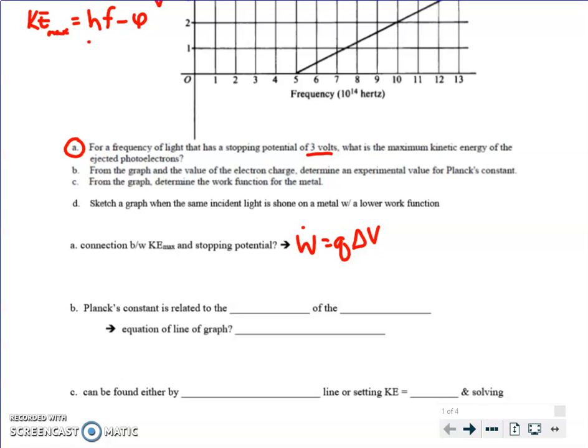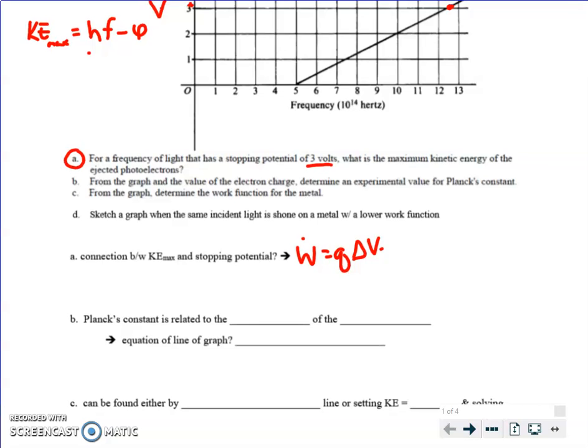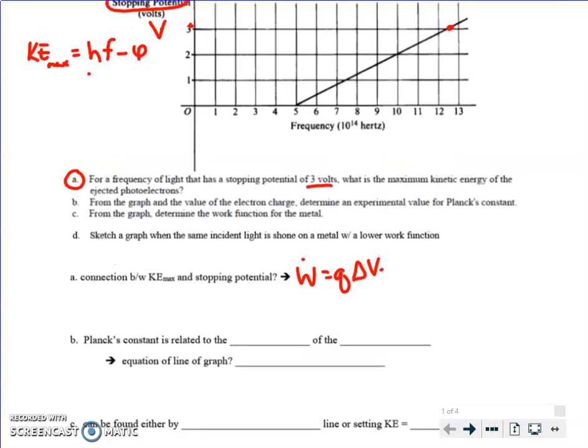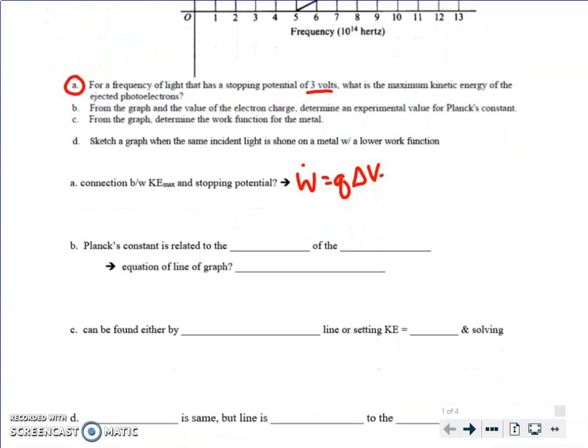So you now figured out from the graph what the stopping potential is. You can figure out what the kinetic energy of that photon would have to be. Okay, so that's fairly straightforward. You can do your answers in electron volts, that's easier, or you can do it in joules. So it turns out in this one we don't need to know what that frequency is, but it's helpful. It helps us understand what's going on there.